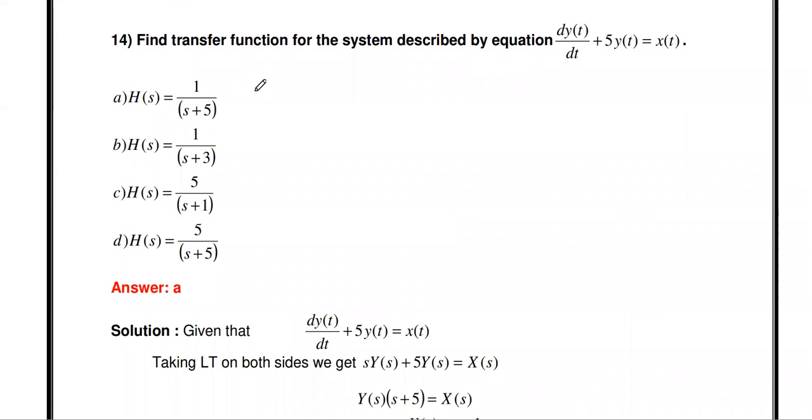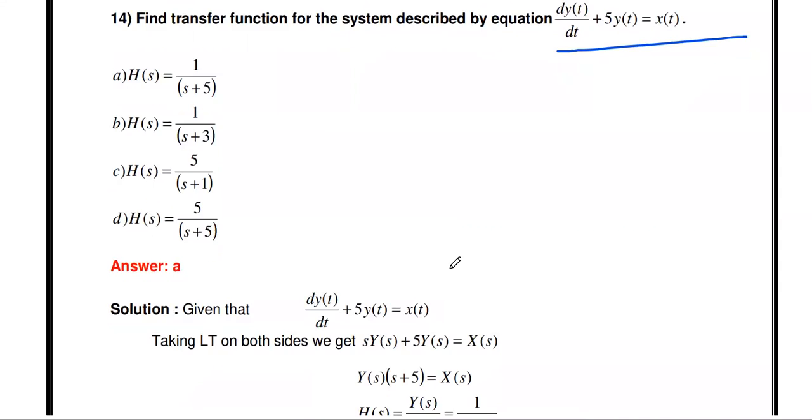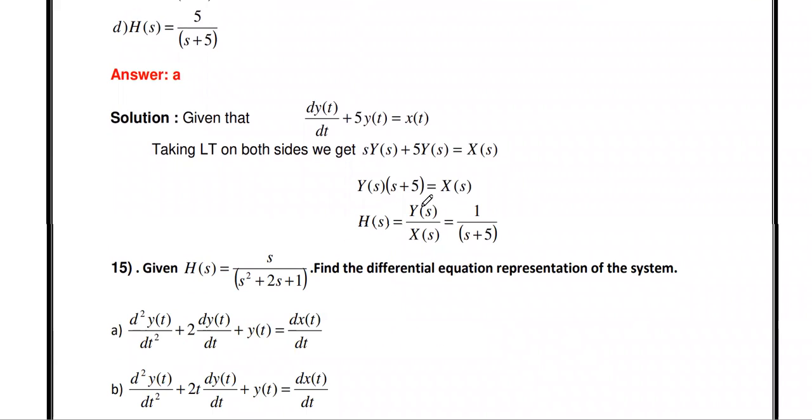And in the next question, find the transfer function of the system described by the equation. Okay, so the system time domain equation is given. We have to find the transfer function. So what is meant by transfer function? Transfer function is nothing but H of s. It is the ratio of the Laplace transform of the output divided by the Laplace transform of the input of that system. Y of s by X of s, we call it H of s.